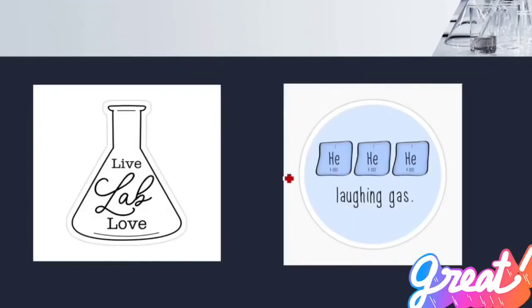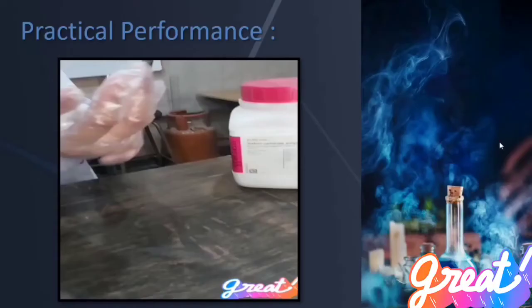Okay, we are going to the lab. So love lab and love chemistry always like helium.